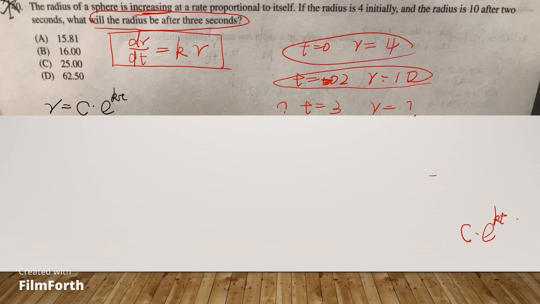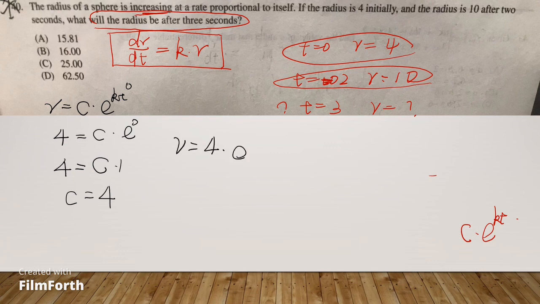Okay, now we plug in t equals 0, r equals 4. So 4 equals C times e to the k times 0, which is 0. So 4 equals constant capital C times 1. So we have our constant now. So now r equals 4 times e to the kt.